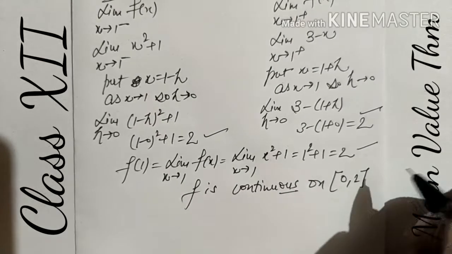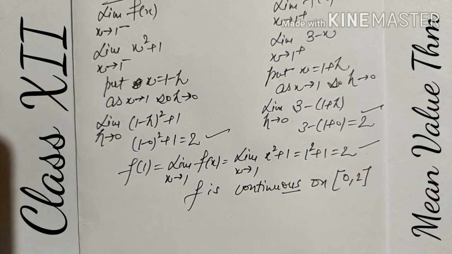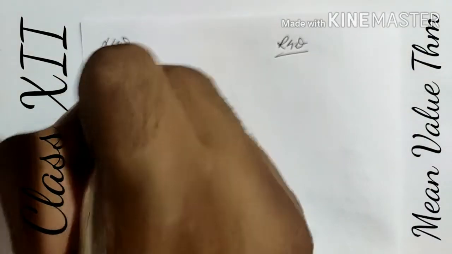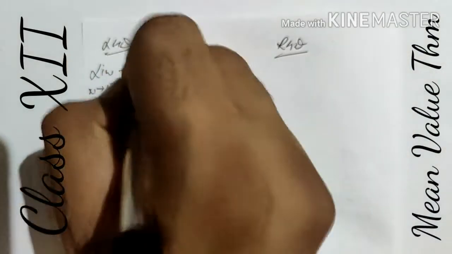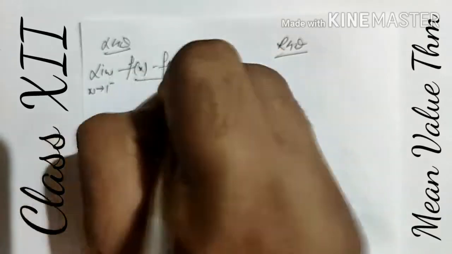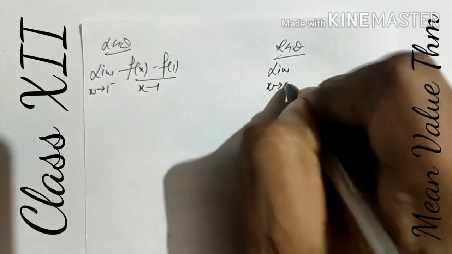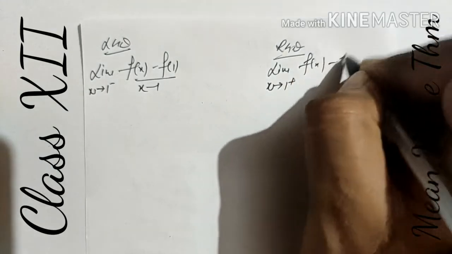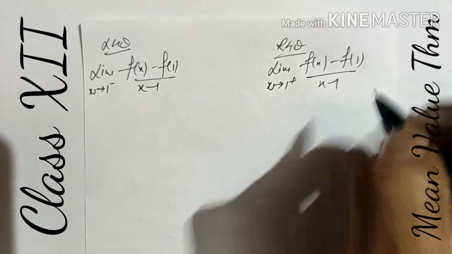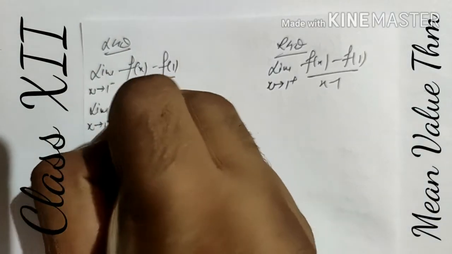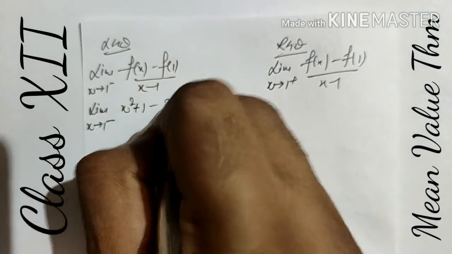Now we have to take second step, means derivable. We have to check. In case of derivability, we take left hand derivative as well as right hand derivative, in which limit x tends to 1 minus f of x minus f of 1 upon x minus 1. In right hand, x tends to 1 plus function minus f of 1 divided by x minus 1. Limit x tends to 1 minus function is given by this one, and this value comes out to there.